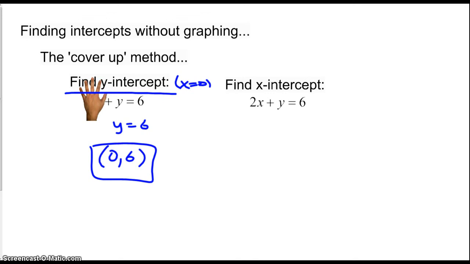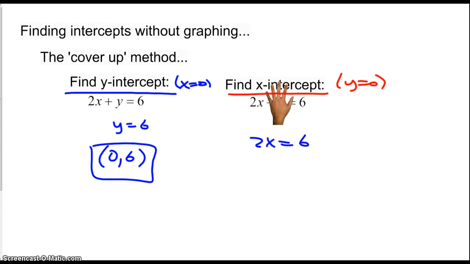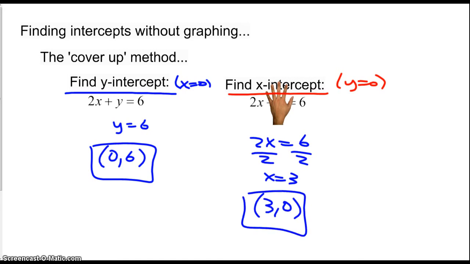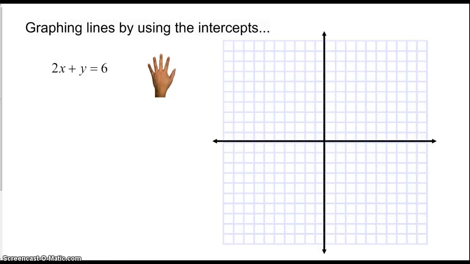And the same thing for the x-intercept. If I want to find the x-intercept, the y equals 0 at that point. So I just take my hand and cover up the term with y, forcing it to be 0. And what am I left with? I'm left with the equation 2x equals 6, which I can then solve. X equals 3. So when x is 3, y is 0, and that's the x-intercept. Okay? So we call that the cover-up method because we're literally just covering up a piece of the paper with our finger or our hand. Okay, so we can actually use this to graph lines, right?